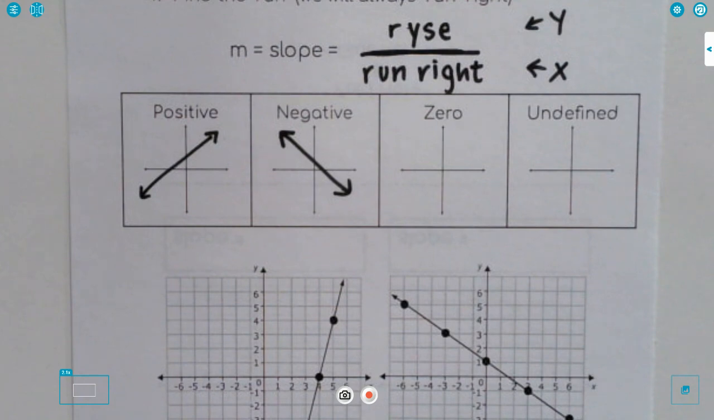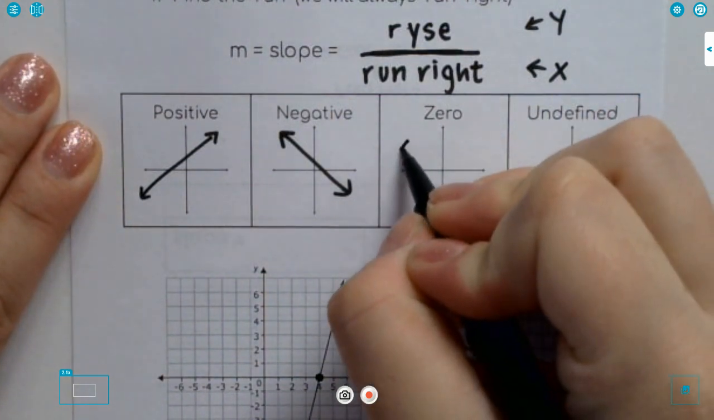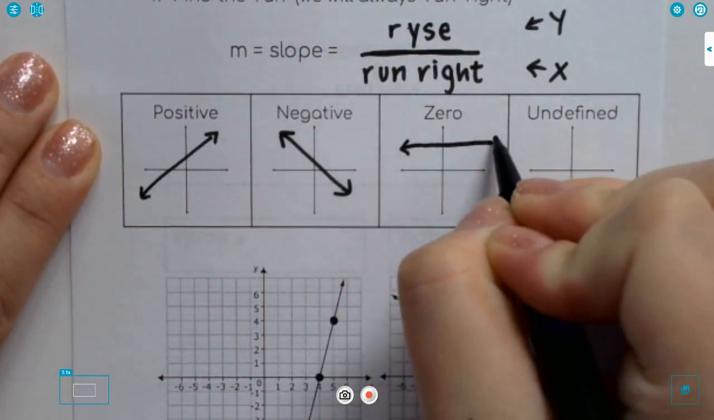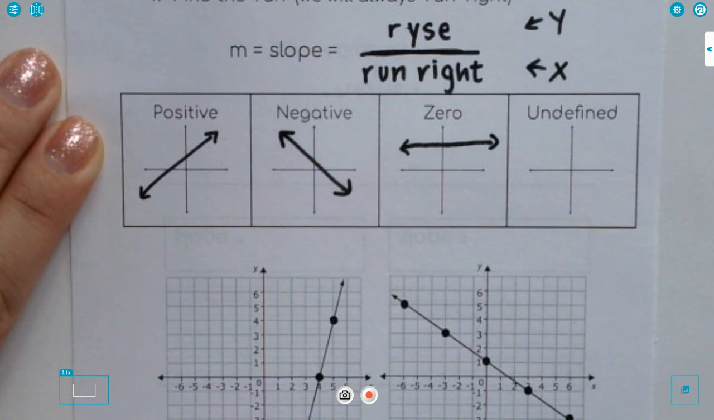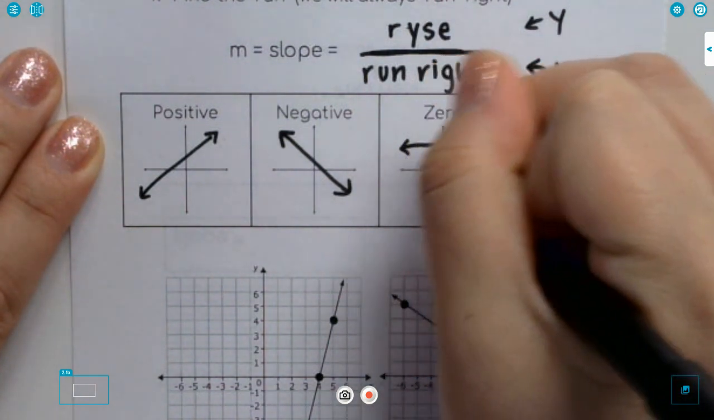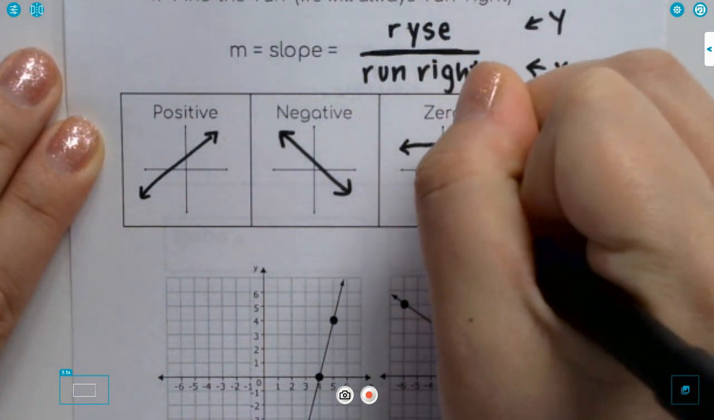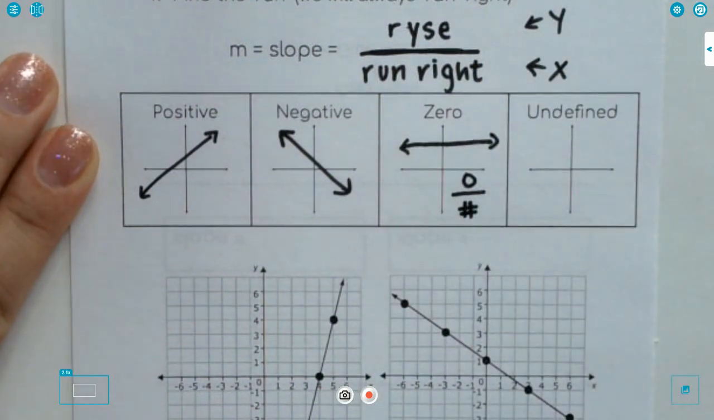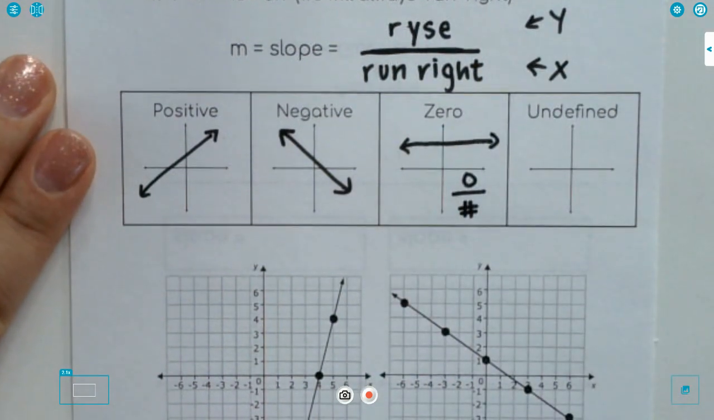Okay, then our 2 special slopes are a slope of 0. If I have a slope of 0, that is a straight side-to-side horizontal line. I'm going to get a slope of 0 when I have a fraction where my rise is 0, and then my run can be any number, because 0 divided by anything is just 0.